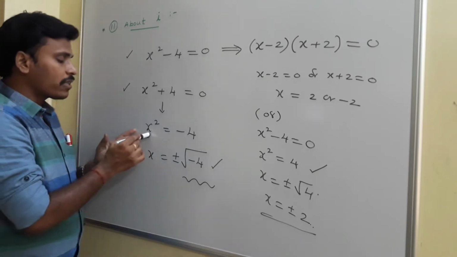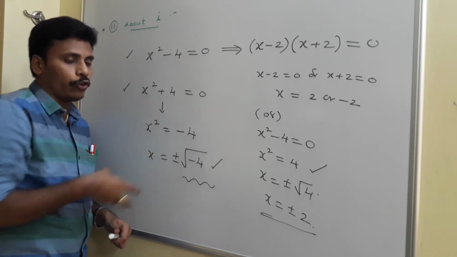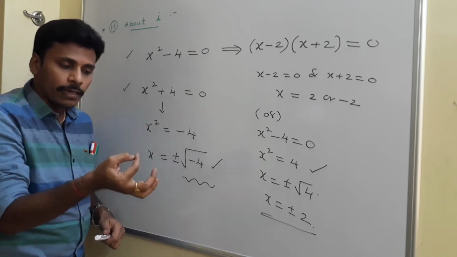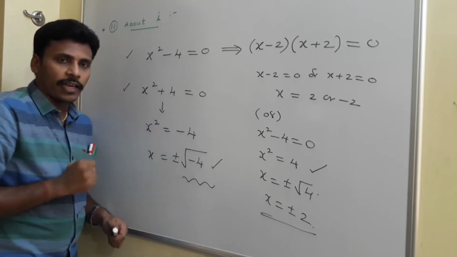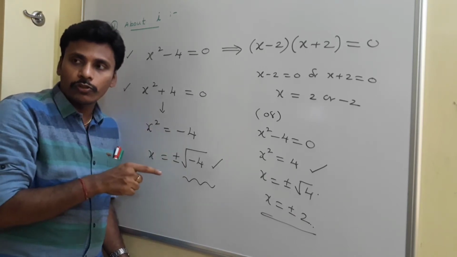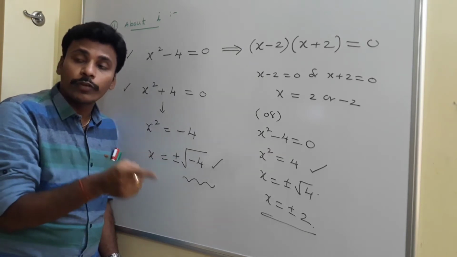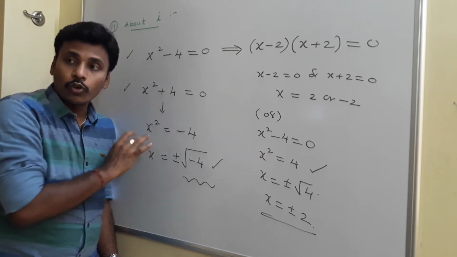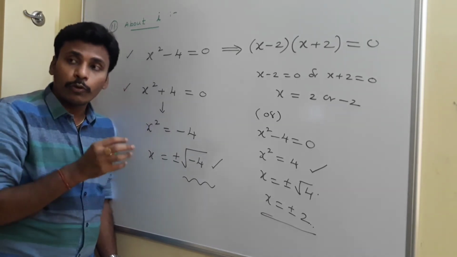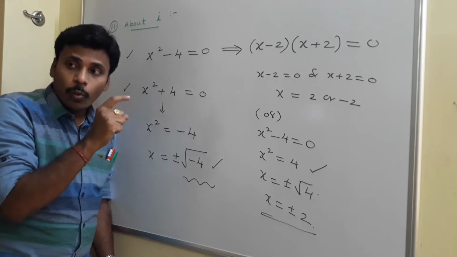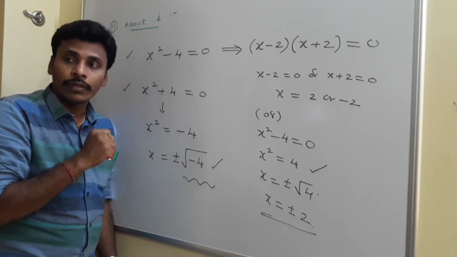See, x square is equal to minus 4, in the sense that we need to multiply x with x to make a negative number. We are multiplying a number with itself to make a negative number. If x is positive, we are multiplying that number with itself, that means positive into positive, which can't be negative. So x is not positive. And if x is negative, x square means x into x, that means negative into negative. Again it is positive.